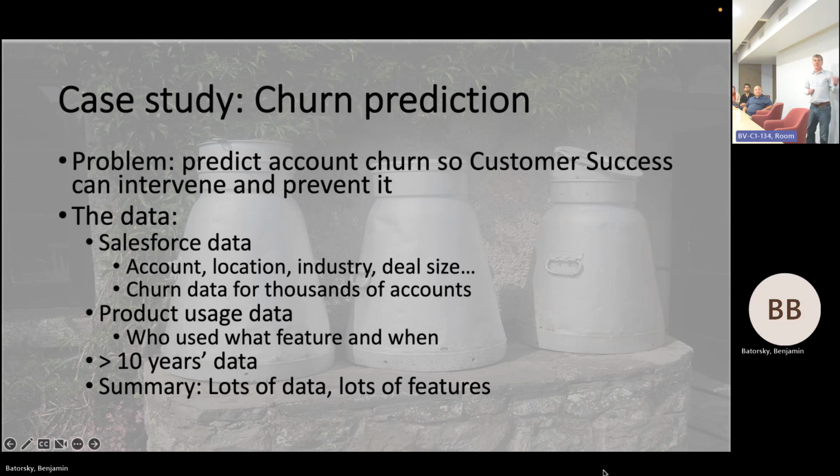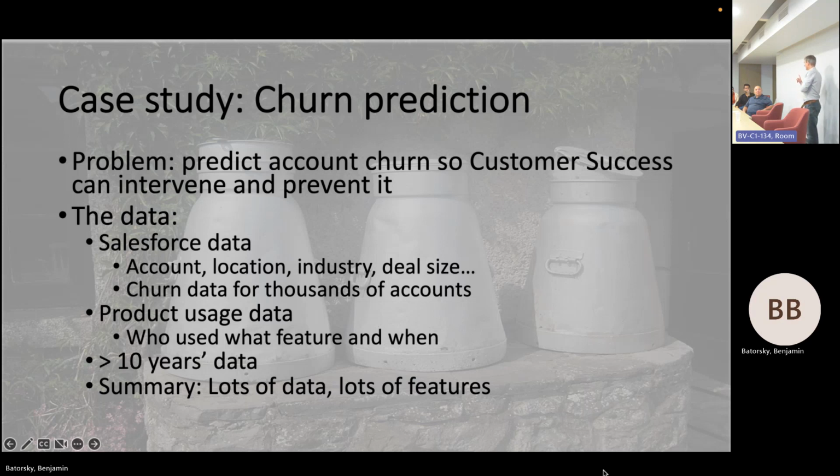Now, here's the data set that was available. Salesforce data, so it was the account name, the location, the industry, the deal size, all those things. Lots and lots of information. And there was churn data for thousands of accounts, going back over 10 years. Also product usage data, so separate from the Salesforce data. The product was very well instrumented, so it's who does what and when and for how long, all the features they were using and so on. Summary, lots of data and lots of features.